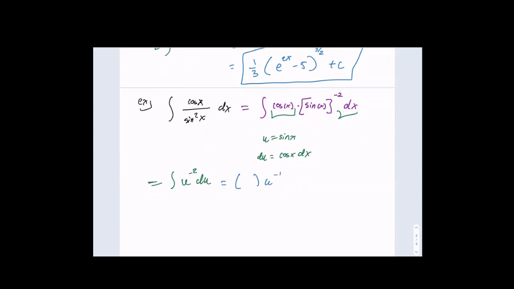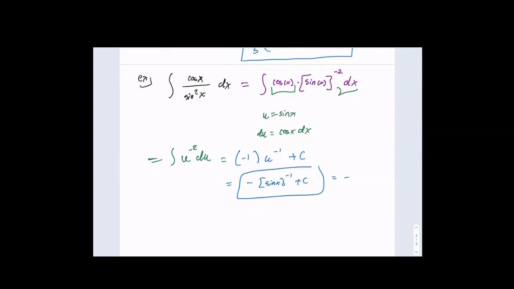Parentheses, u to the negative 1 plus c, which gives me negative sine of x to the negative 1 plus c, which is also negative what trigonometric relationship? Because we're most likely not going to see this as an answer. So what is the trigonometric relationship of sine to the negative 1? The reciprocal of sine is? Cosine? No. Wait, the reciprocal of sine. Cosecant.